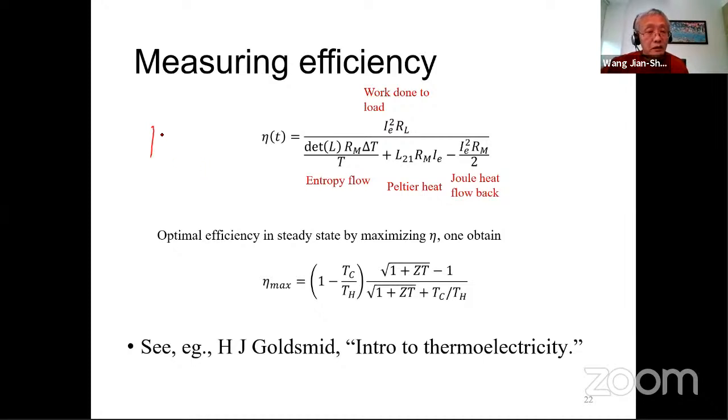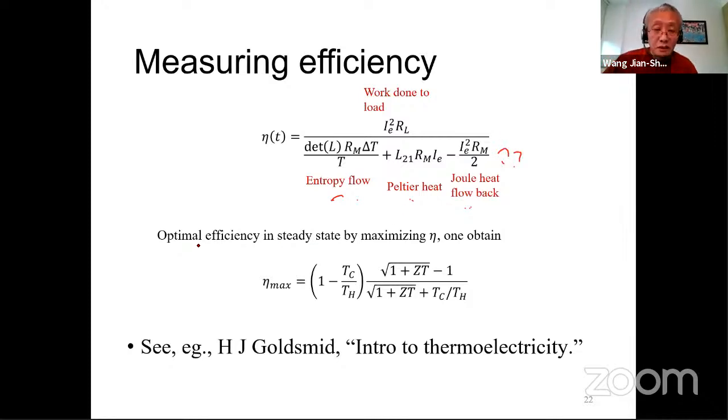Actually, we need to put a circuit here. So here is our resistor, and when this produces a current, it does work on the resistor. Then the denominator has three terms, which are the heat put into it, entropy flow, Peltier heat, and Joule heating flowing back.